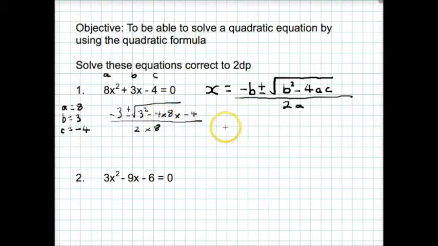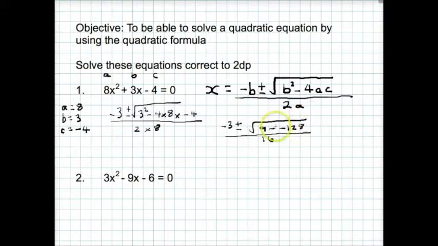So I would go on and I'd write minus 3 plus or minus the square root of, well, 3 squared is 9, and then you're going to take away, now do this bit. I've included the take away here. So it's 4 times 8, which is 32, and 32 times negative 4 is minus 128. So we write in there minus 128, and that's all divided by 2 times 8, which is 16.